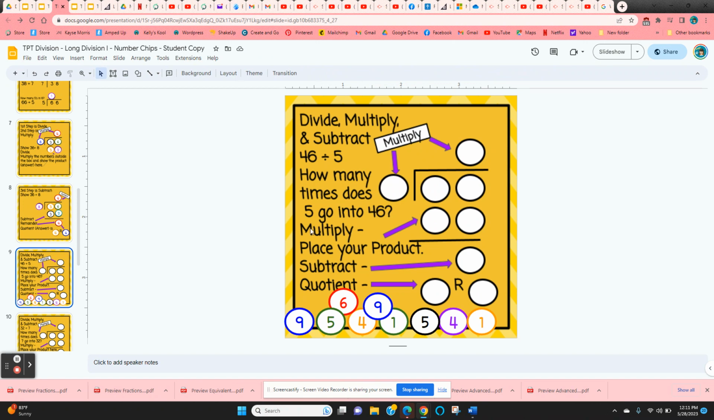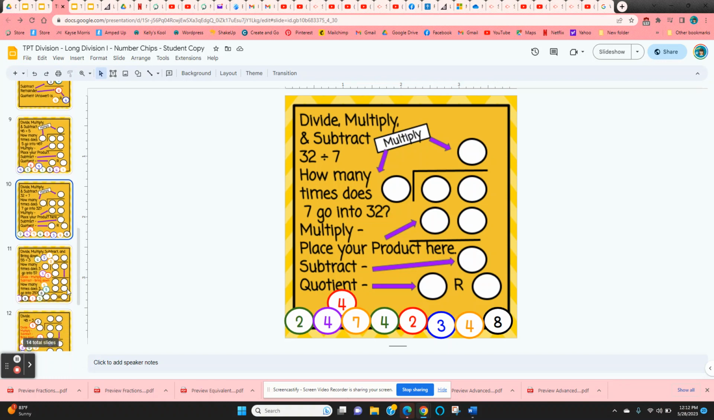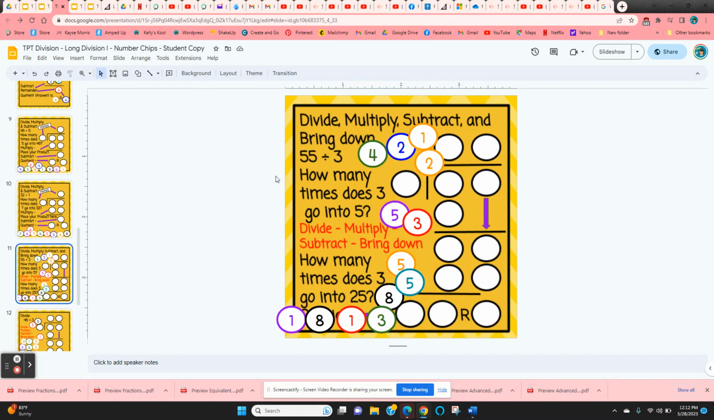Now they get a different problem. They're going to do the same thing. 46 divided by 5. They know where to place the numbers. They're going to divide, multiply, and subtract and get their answer. Again, same thing on the next slide. Now they're going to go on to the next step, which is bring down.